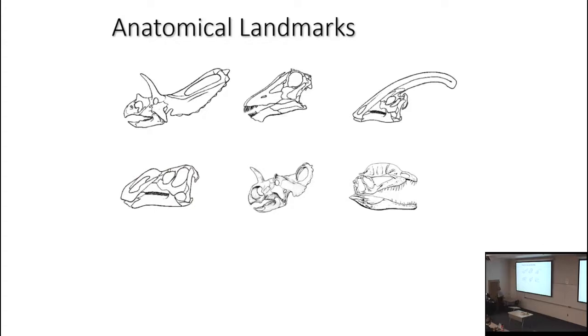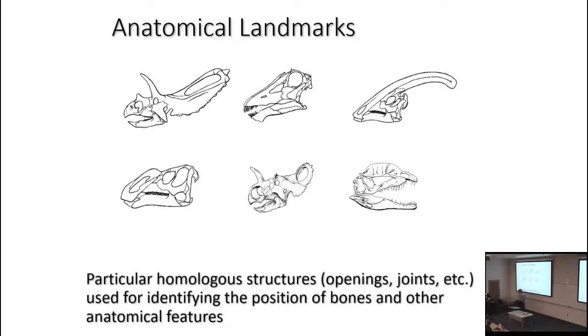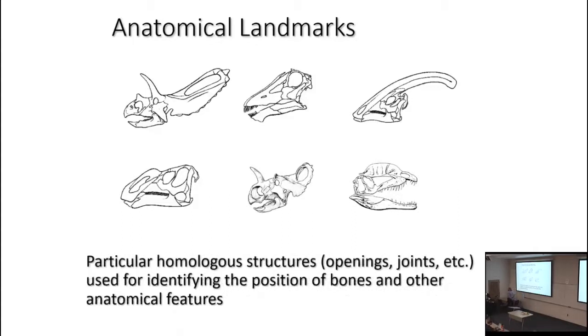Okay, now in navigation we need more than directions. We also need landmarks. And it's true in anatomy just as it is in navigation. Landmarks are particular homologous structures, like maybe openings or joints or something like that, that are useful for identifying the position of bones and other anatomical features.